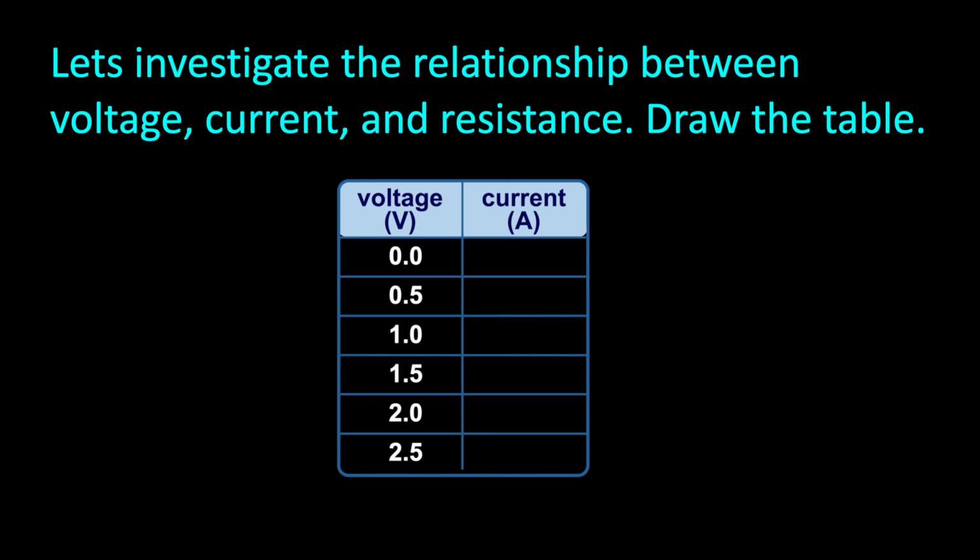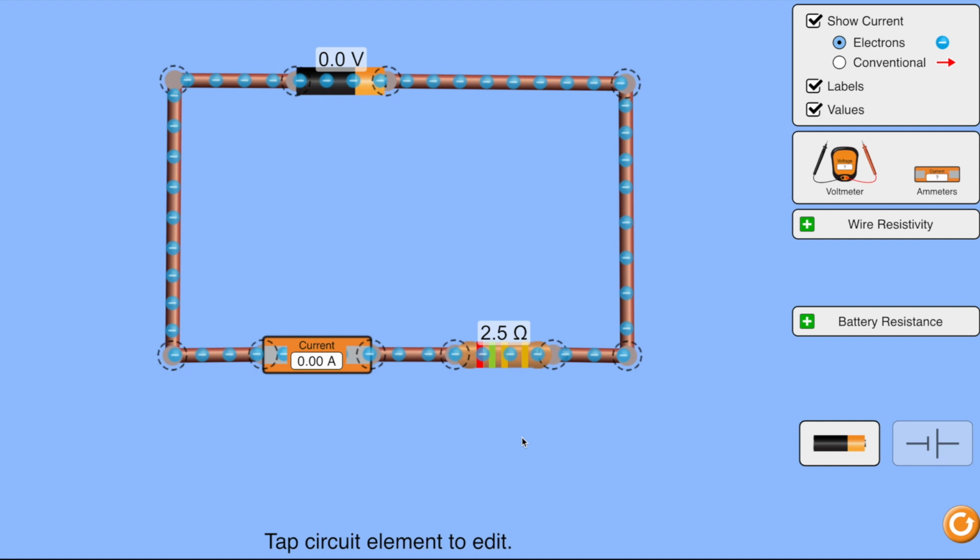Now we're going to investigate the relationship between voltage, current, and resistance. Pause the video and draw this table out first. Here we have a circuit. We have a battery, an ammeter, and a resistor. Now our resistor is 2.5 ohms. That's its resistance. And our battery is currently at 0 volts.